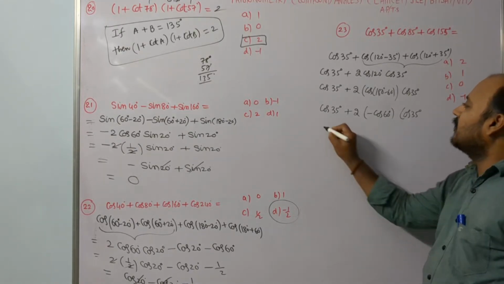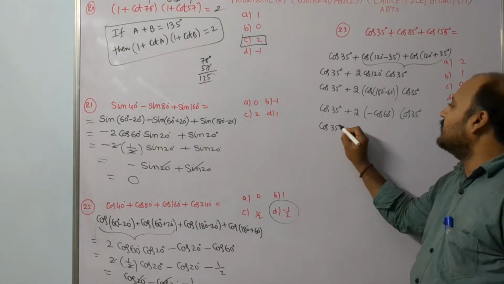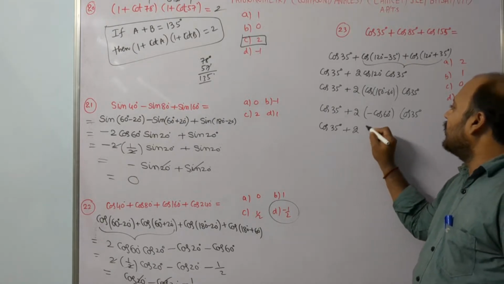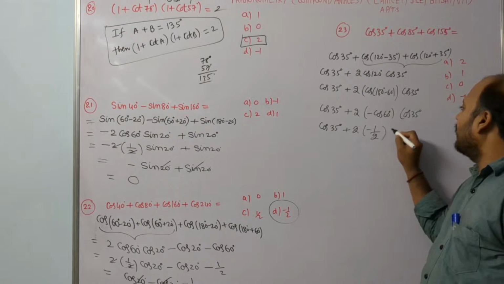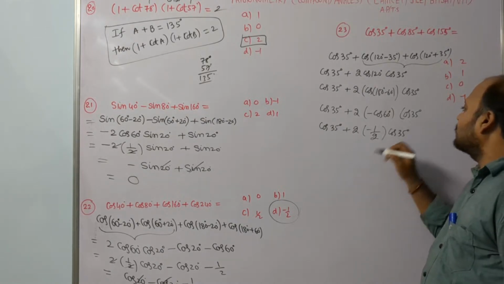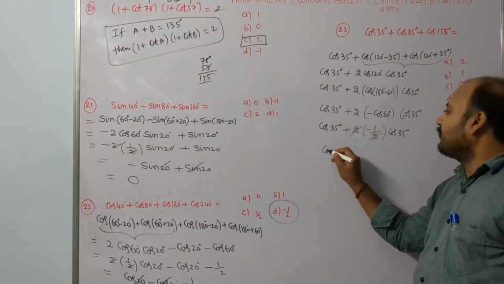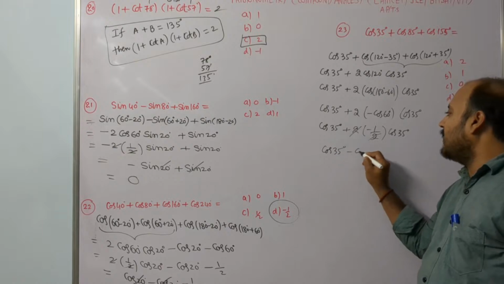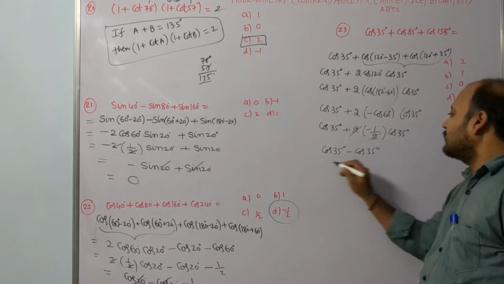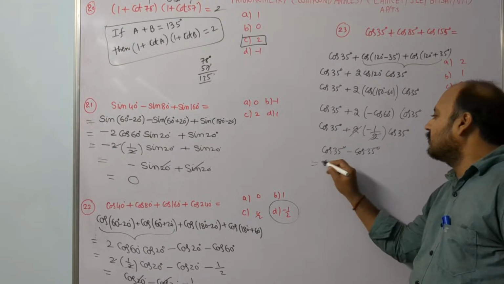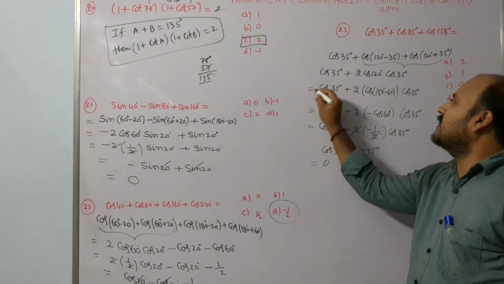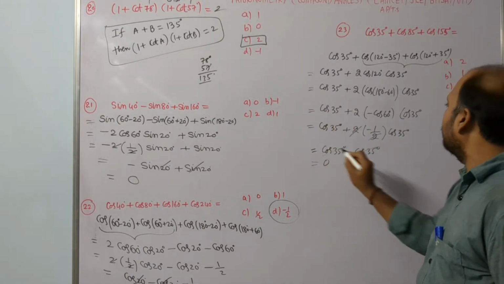So cos 35 degrees plus 2 into cos(180 minus 60), which is minus cos 60, into cos 35 degrees. So cos 35 degrees plus 2 into minus 1 by 2 into cos 35 degrees. The 2s get cancelled. Cos 35 degrees minus cos 35 degrees. So our answer is 0. I hope you understand, dear students.